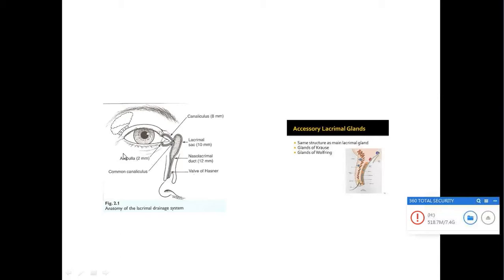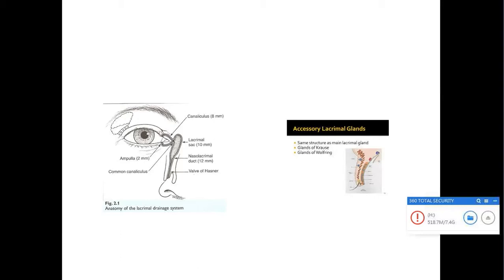Okay. So tears are secreted by main lacrimal gland which is situated superiotemporally and gland of Krause and Wolfring which is present in the superior fornix and inferior fornix of conjunctiva. They flow, cover the cornea and come and form the lacus lacrimalis medially.